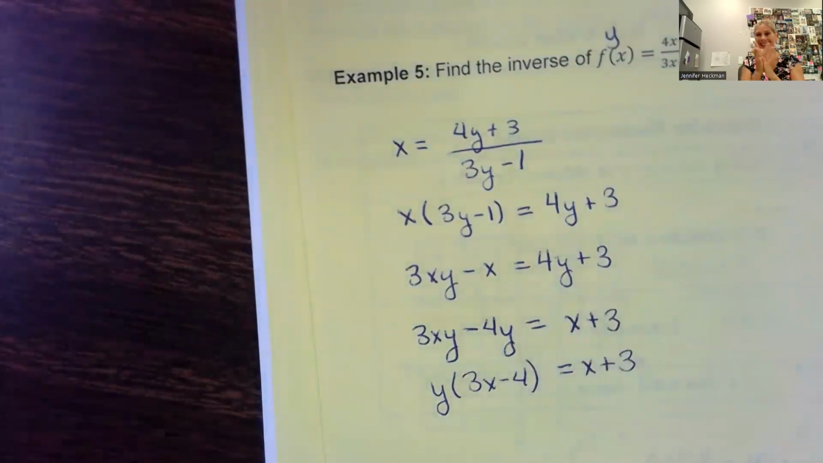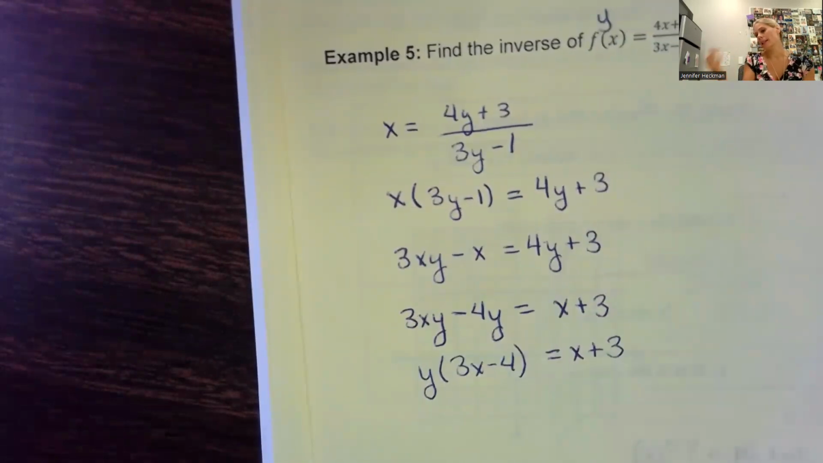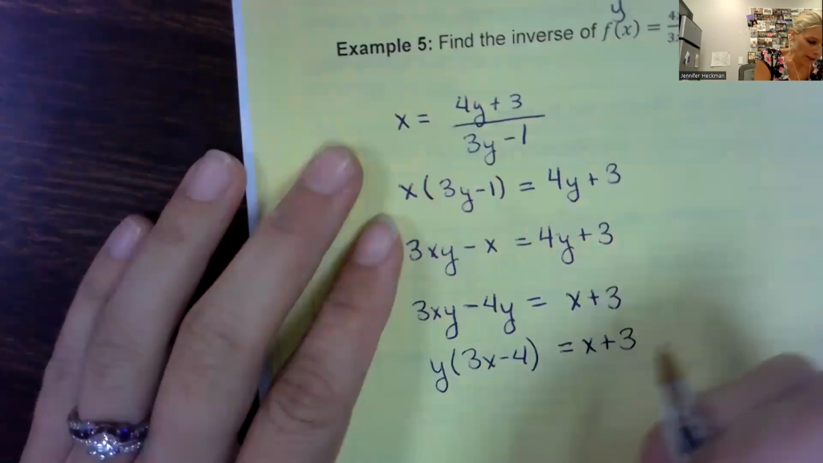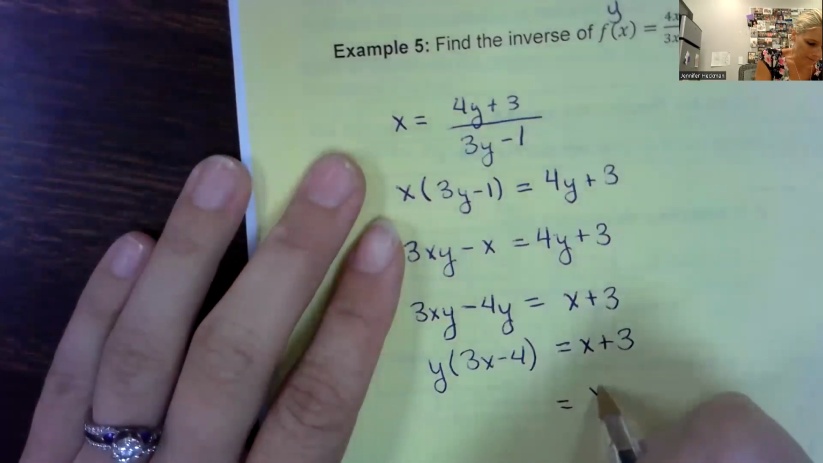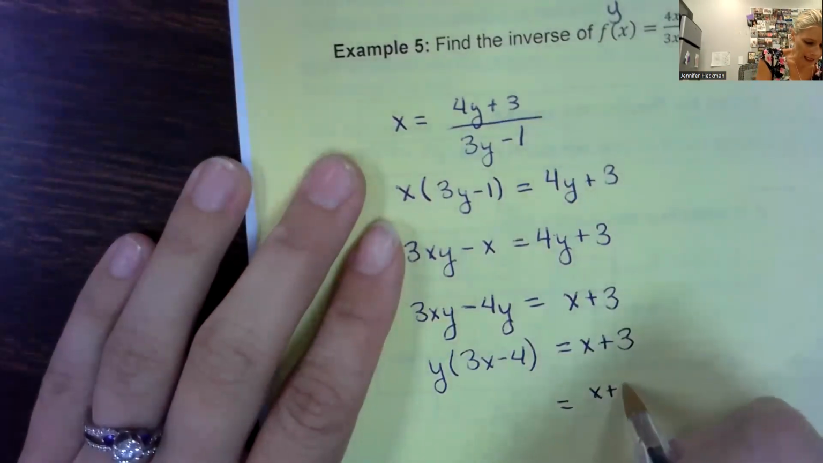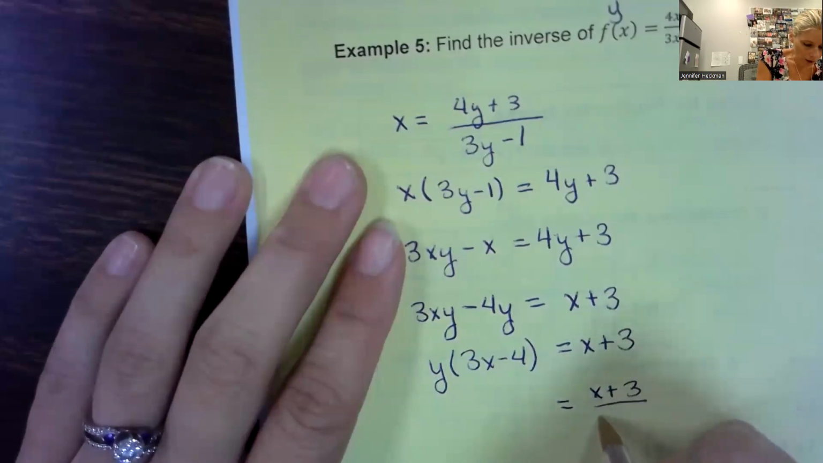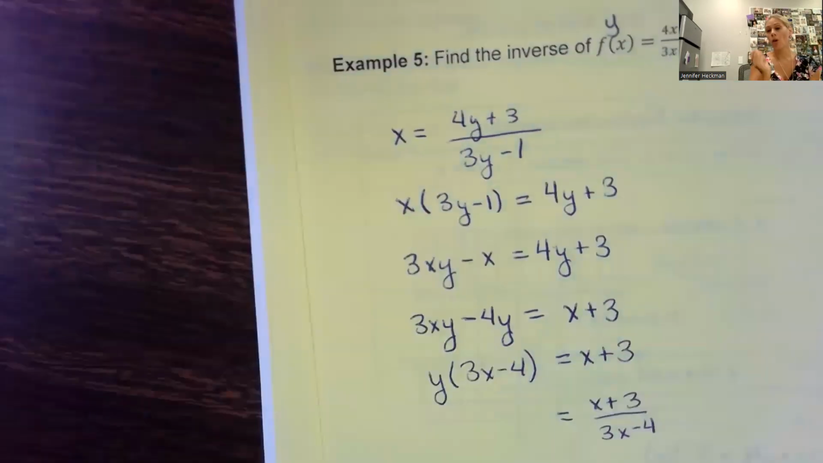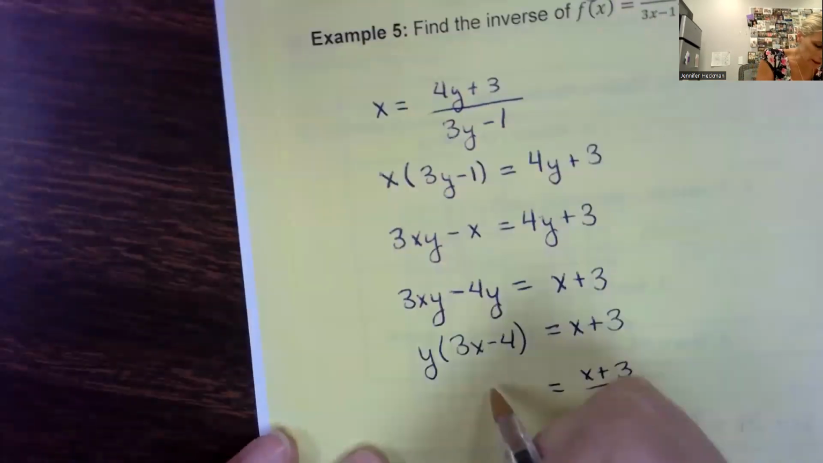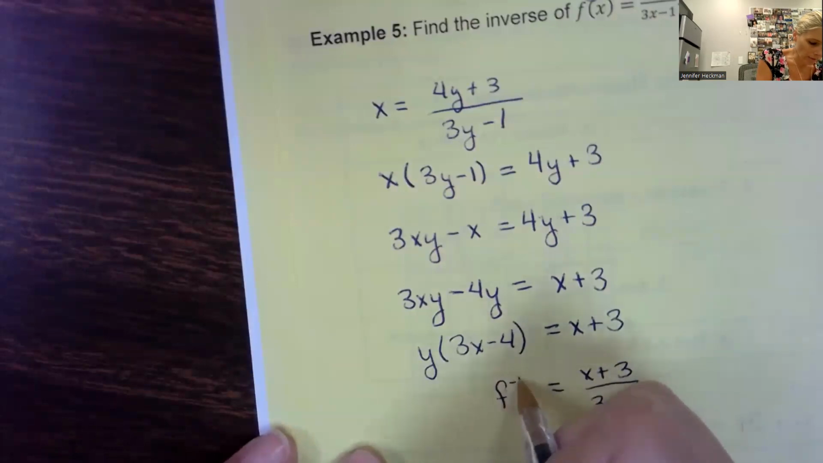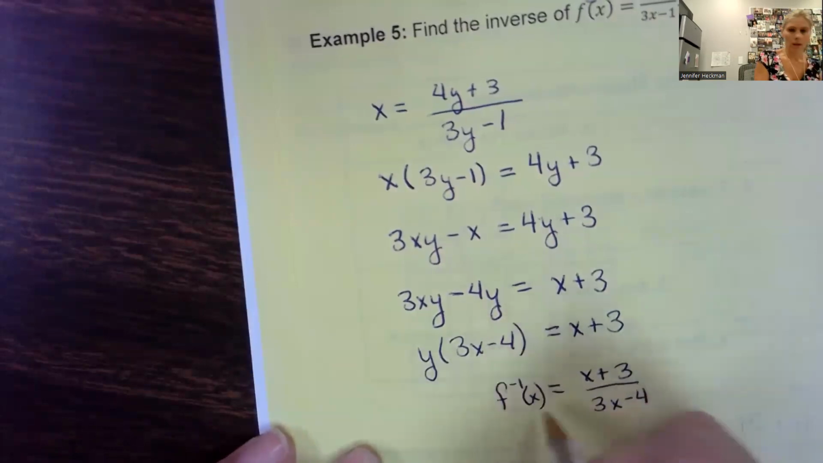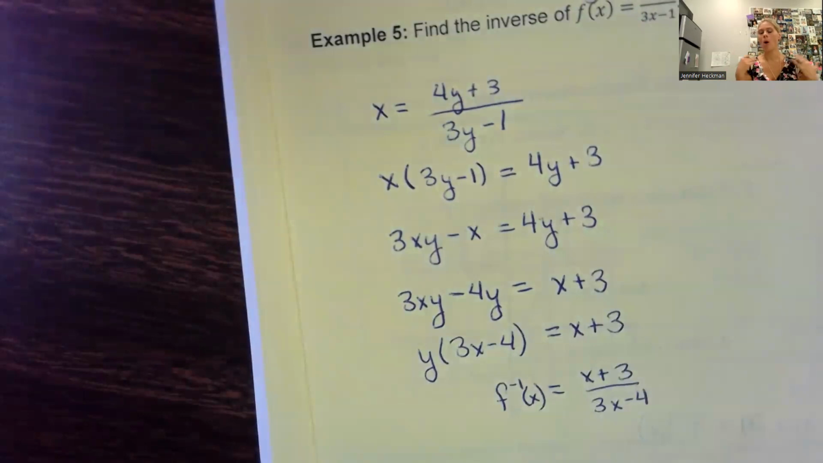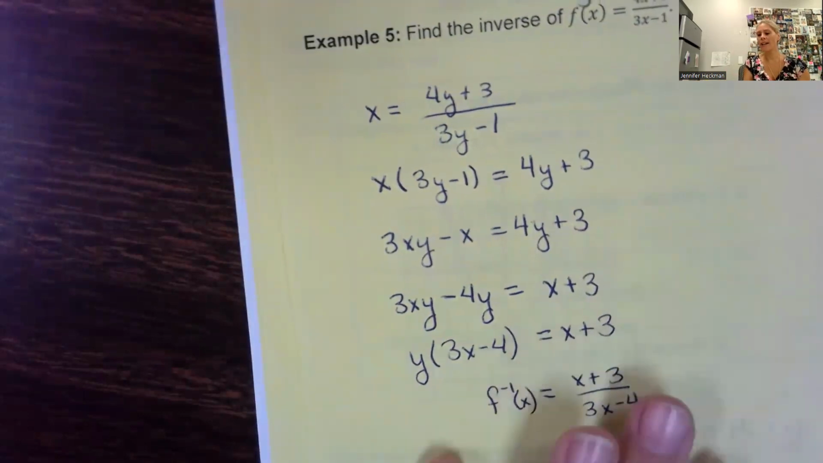Now, hey, we got down to 1 y, but now we need to get it by itself, right? So what is y doing to these parentheses? It's multiplying. So how do we get rid of multiplication? We get rid of multiplication by dividing. So we're going to have this x plus 3 all over 3x minus 4. And of course, we're not dealing with y's. We're really dealing with the inverse. Awesome. Great. Now we've learned how to find inverses.